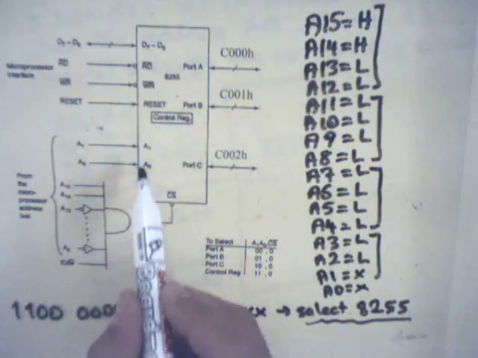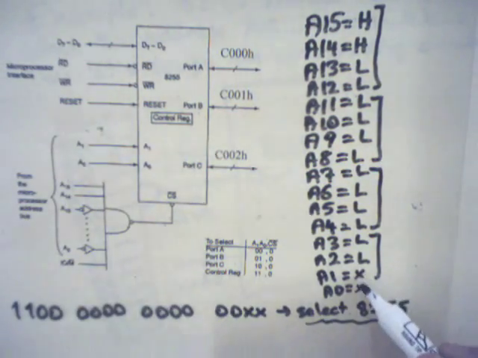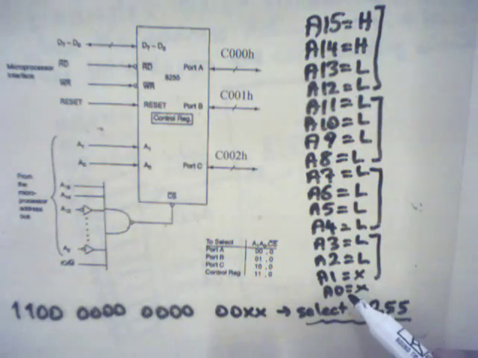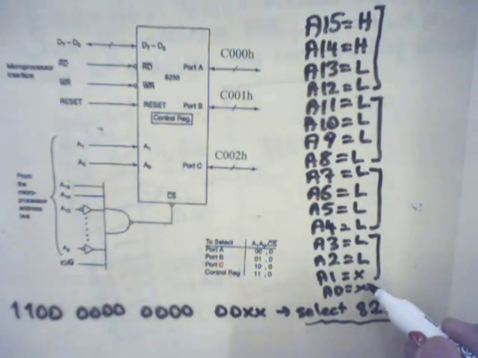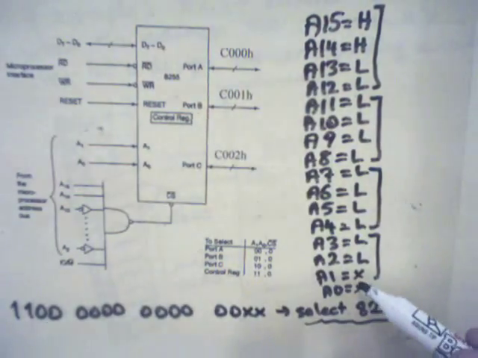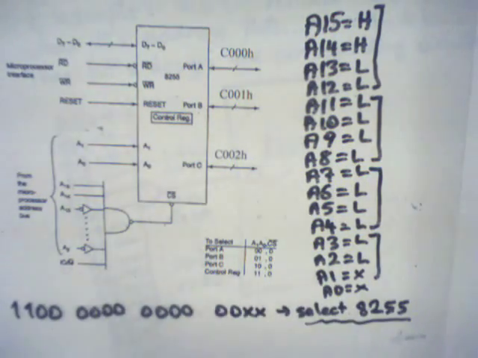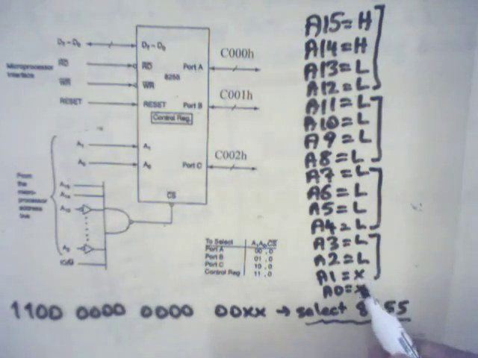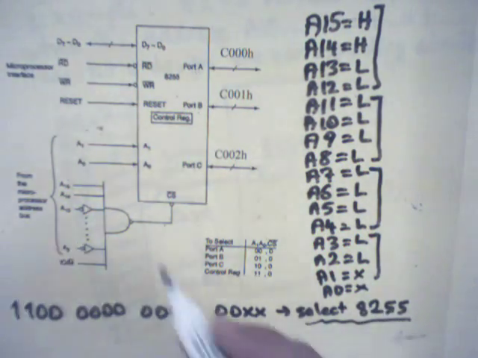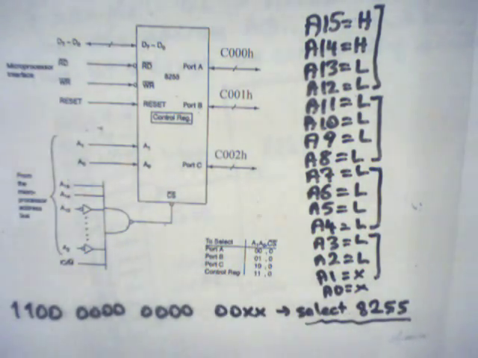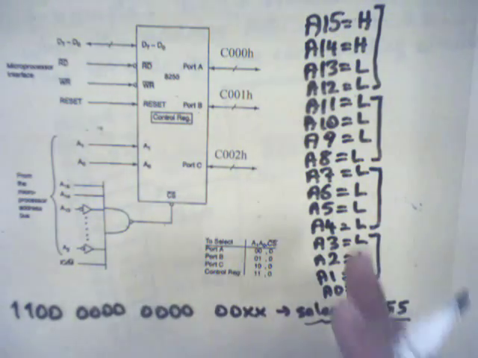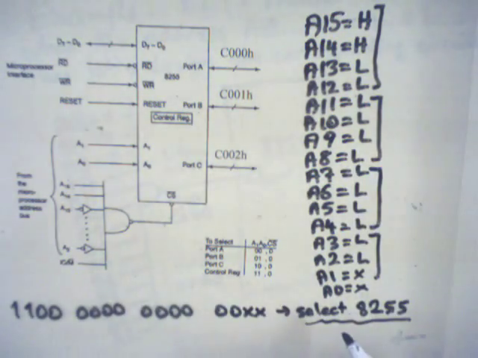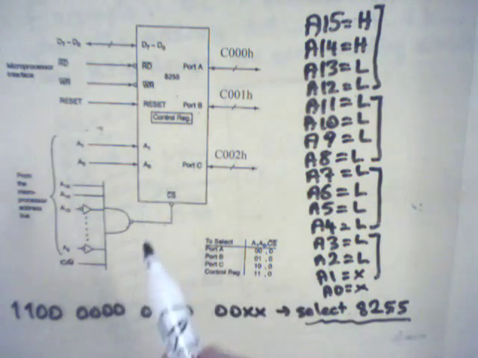Depending on the situation of A1 and A0, if they are both 0, port A is selected. If it's 01, then port B is selected, and so on. If these are both 1s, then its control register will be selected. So the information in the address bus will select and operate 8255.